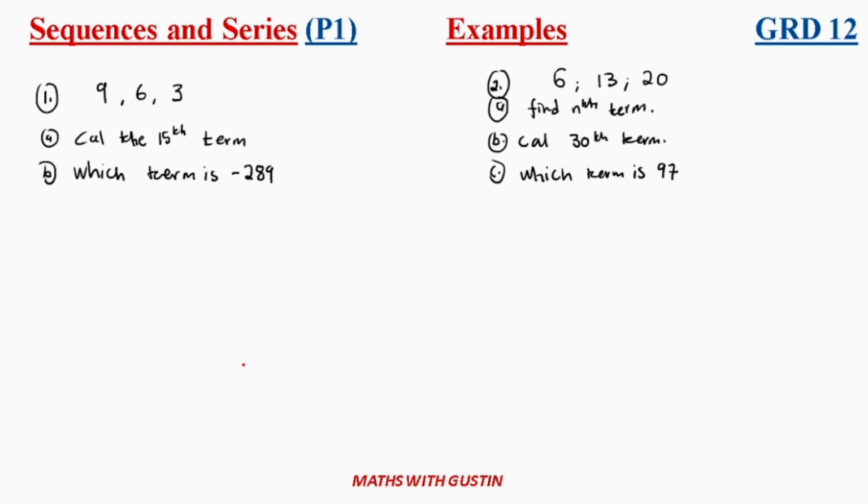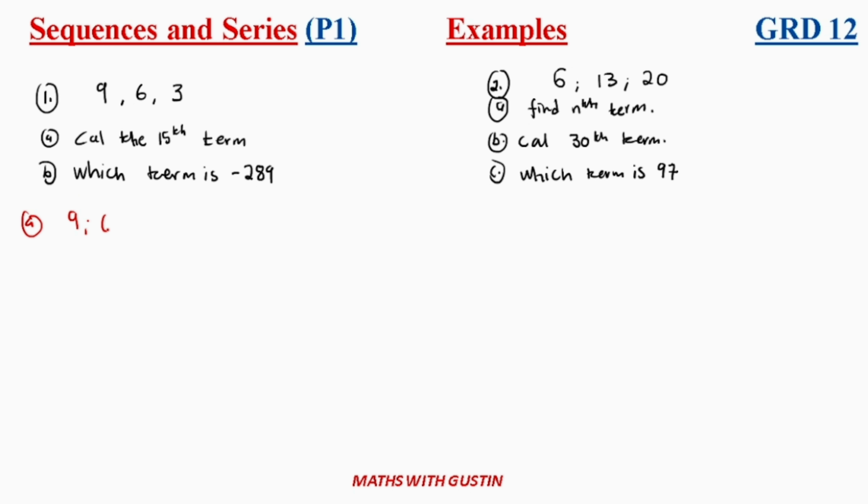Welcome to the examples of sequence and series. Now let's have a look at the first example here. It's given by 9, 6, 3. They are asking us to calculate the 15th term and which term is equal to minus 289.